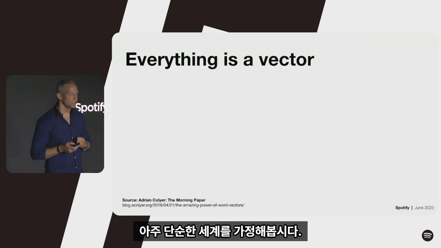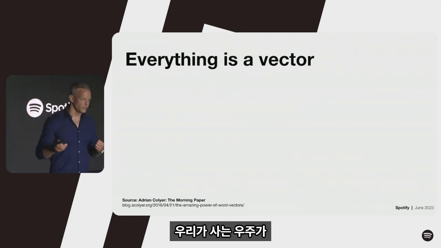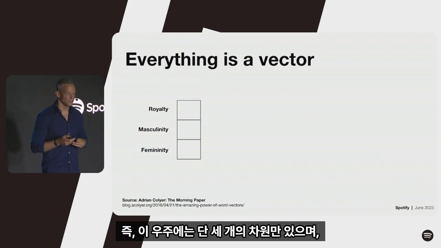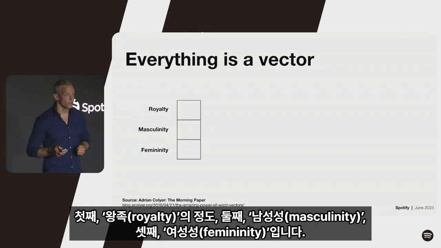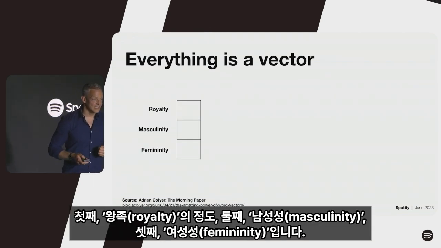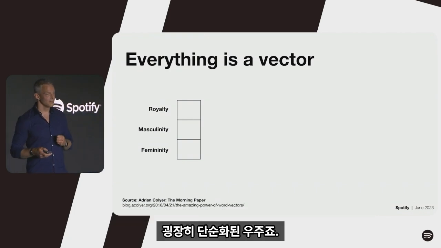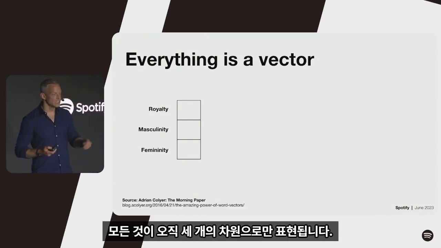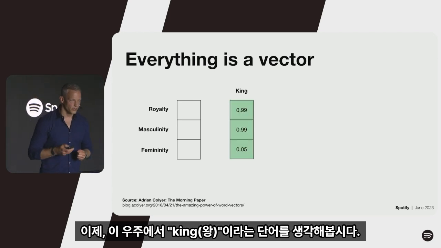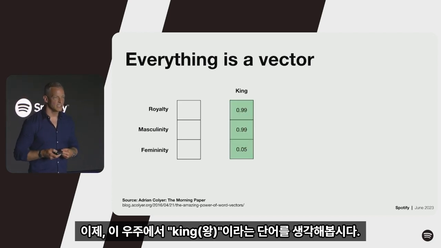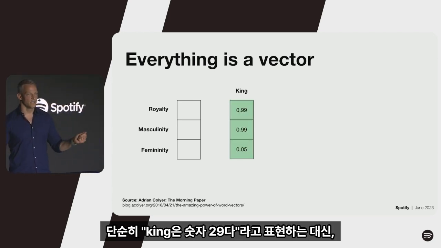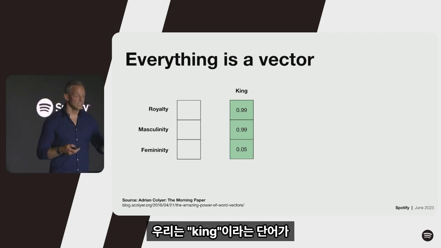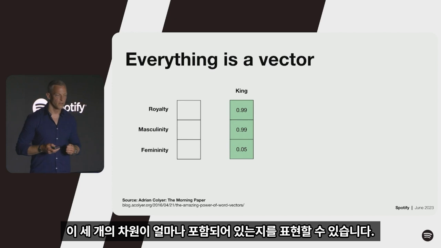Let's take a very simple world. Let's say we live in a universe that only has 3 dimensions in it. Only 3 dimensions. Things are either royaltiness, they are masculinity, or they are femininity. It's a very simplified universe. It only has 3 dimensions to everything. So now in this universe, you can take a word, for example, like king, and you can say, instead of just saying king is the number 29, you can say how much of these dimensions are in the word king.